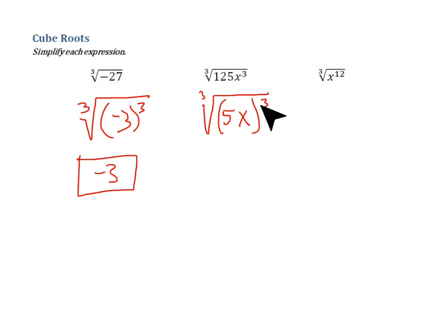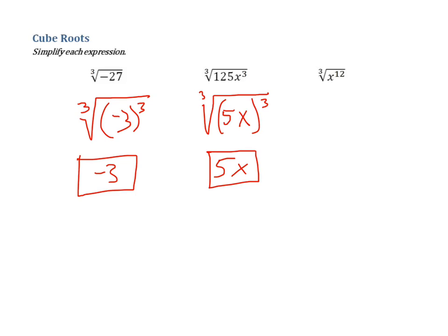Remember, again, the exponent affects both of these. And so this cube root will cancel out this cube. And so we call this 5x. Now, as we saw over here, yes, we can get a negative number when we take a cube root, because negative 3 cubed is negative 27. So we don't need to make absolute values here. The answer is 5x. If x happens to be negative, that's great.